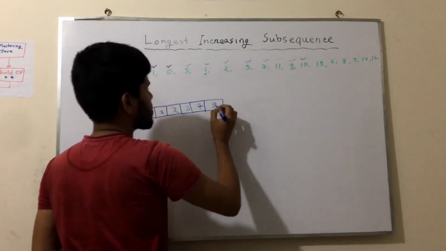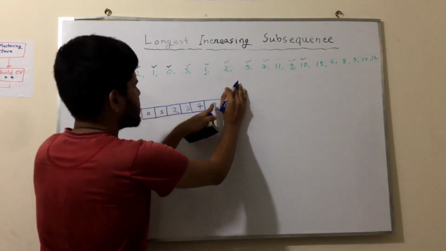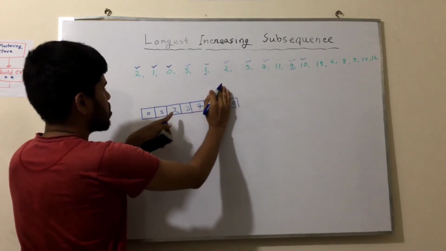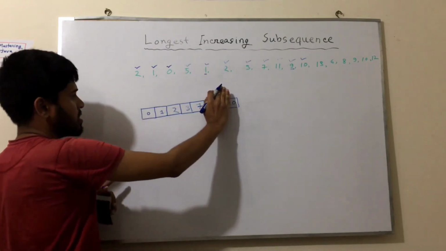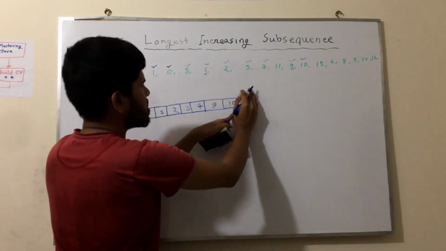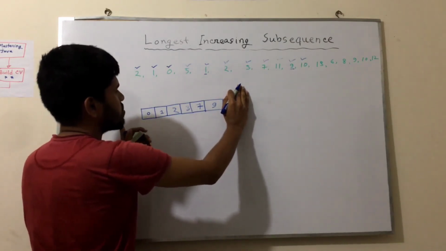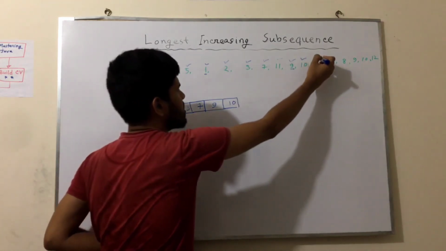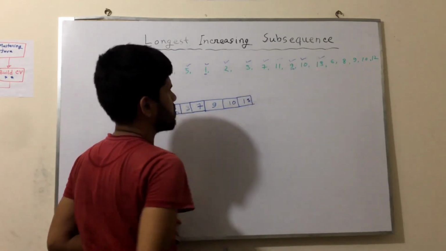Now 10 is greater than 9, so let's add it here. This 9 tells us that on the left of 9 we have at least 5 elements which are less than 9 and maintaining the relative order of subsequences. And here we have 10. On the left of 10 we have all the elements which are less than 10 and maintaining the relative order. Now we have 13. Let's add 13 here because 13 is greater than 10.